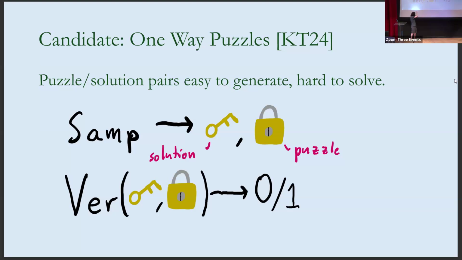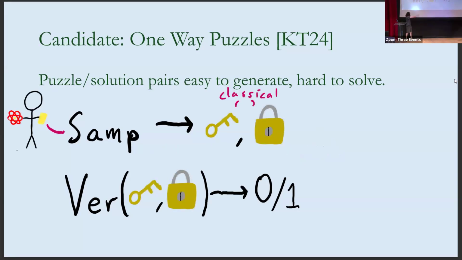And a one-way puzzle is very simple to define. It's essentially puzzle solution pairs that are easy to generate, but are hard to solve. So in particular, a one-way puzzle consists of two algorithms, SAMP and VER. SAMP generates a puzzle with its corresponding solution, and VER checks if the solution works. Since we're in the QC setting, the sampler is going to be a quantum algorithm, and we're going to require that the puzzle and solution pair are classical strings.